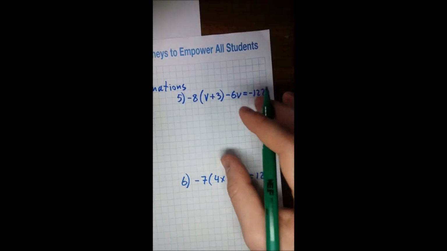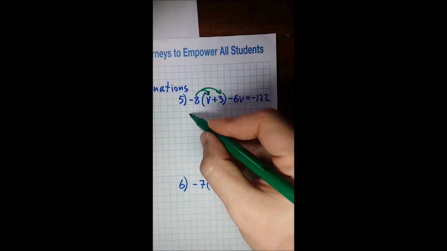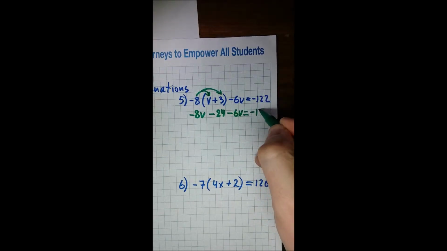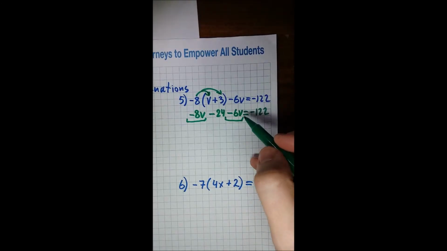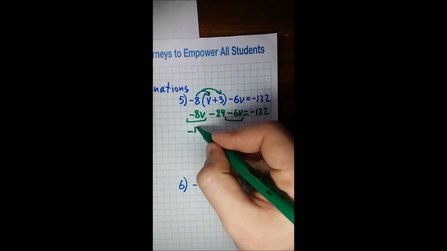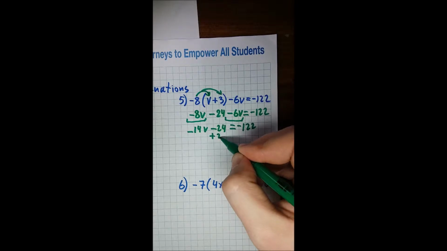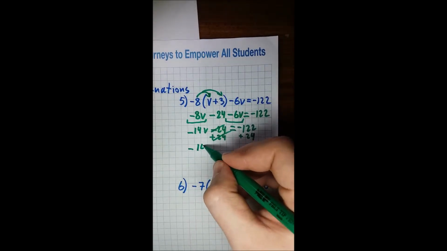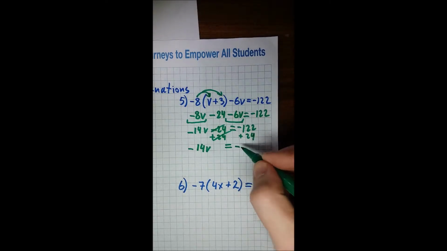Question 5. Here we go. We've got to distribute this negative 8 into this parenthesis, okay? So that means it's going to be negative 8v minus 24 minus 6v equals negative 122. Combining like terms, I'm going to combine negative 8v and negative 6v, because that's the only two things we can combine here. So it's going to turn into negative 14v minus 24 equals negative 122. We need to add 24 to both sides to get rid of these two 24s. So it's going to be negative 14v equals negative 122 plus 24, which is still going to be a negative, but it's going to turn into negative 98.